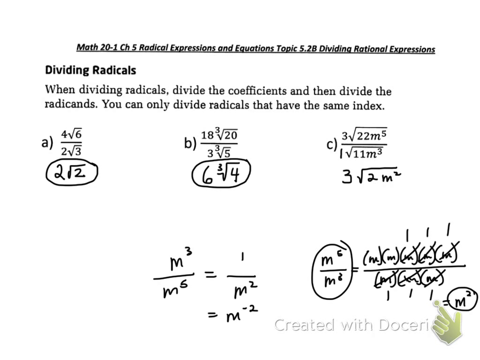Now to finish our question, 3 root 2 m squared is 3 times root m squared times root 2, because I can find the square root of m squared, and the square root of m squared is m, so our final answer is 3m root 2.